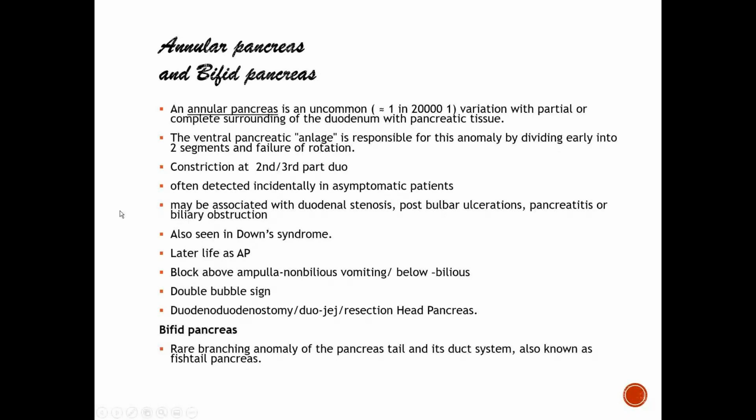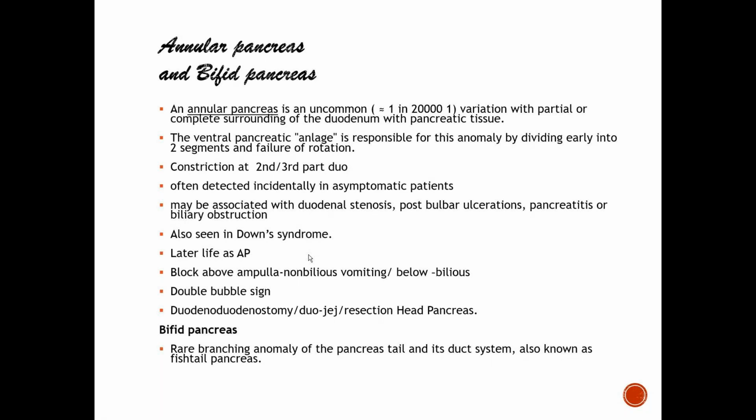pancreatitis, or biliary obstruction. These patients also have Down syndrome, it is seen in Down syndrome. Later in life, a patient with annular pancreas can present with acute pancreatitis. If the block is above the ampulla, the patient presents with non-bilious vomiting and double bubble sign. We all know what the double bubble sign is when we talked about the obstructions.